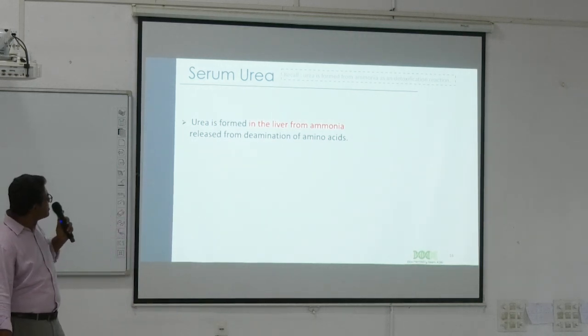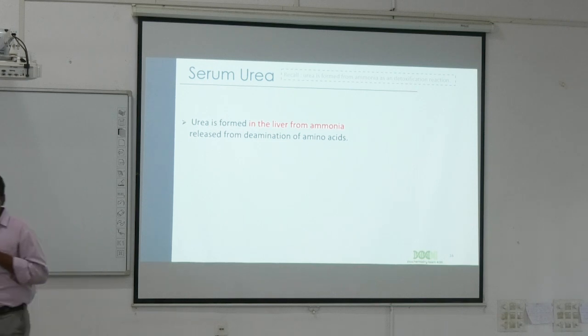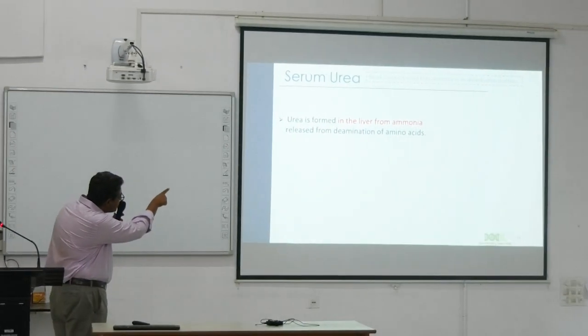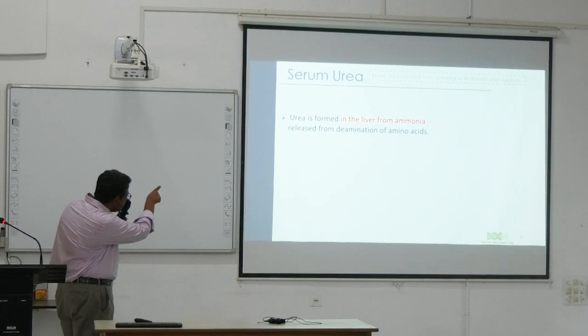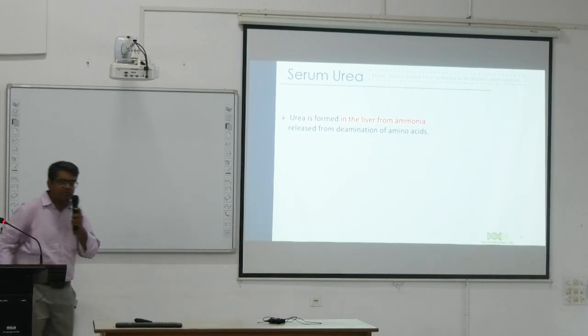Okay. So where does ammonia come from? See, it is written here. Urea is formed in the liver. Urea is formed in the liver from ammonia, which is released by deamination of amino acids.